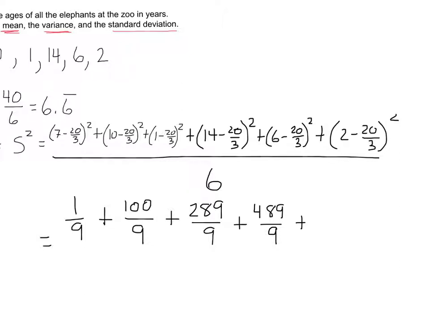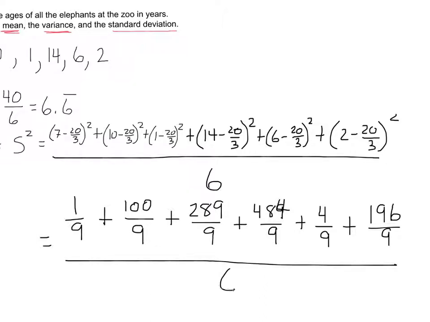So I'll change this right here to 4. 484 over 9 plus 6 minus 20/3 squared is what? 4 over 9. Plus 2 minus 20/3 squared is 196 over 9. And you're going to divide by how many there are, which is 6. Now I need y'all to add up all of these fractions. Remember, when you put it in the calculator, you need to put each fraction in parentheses.